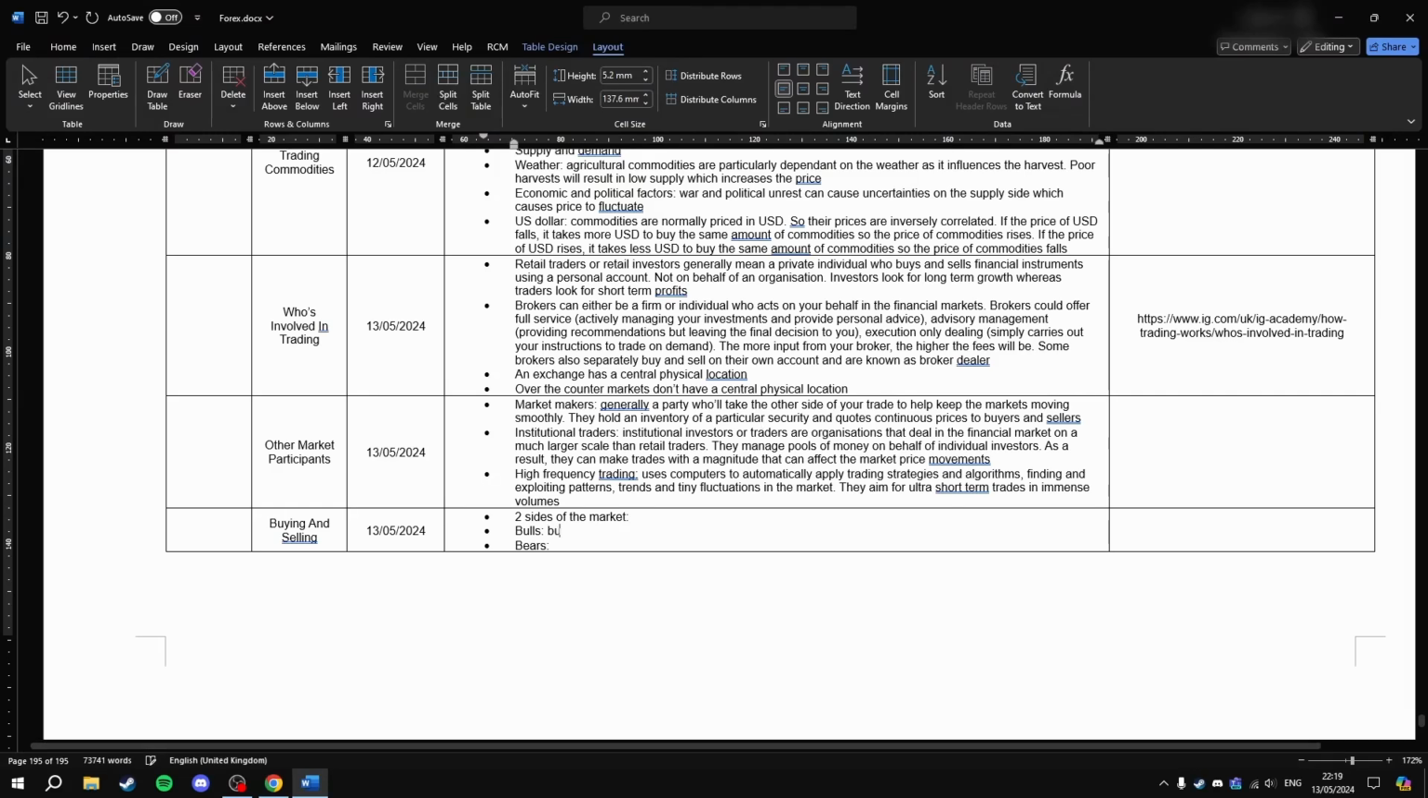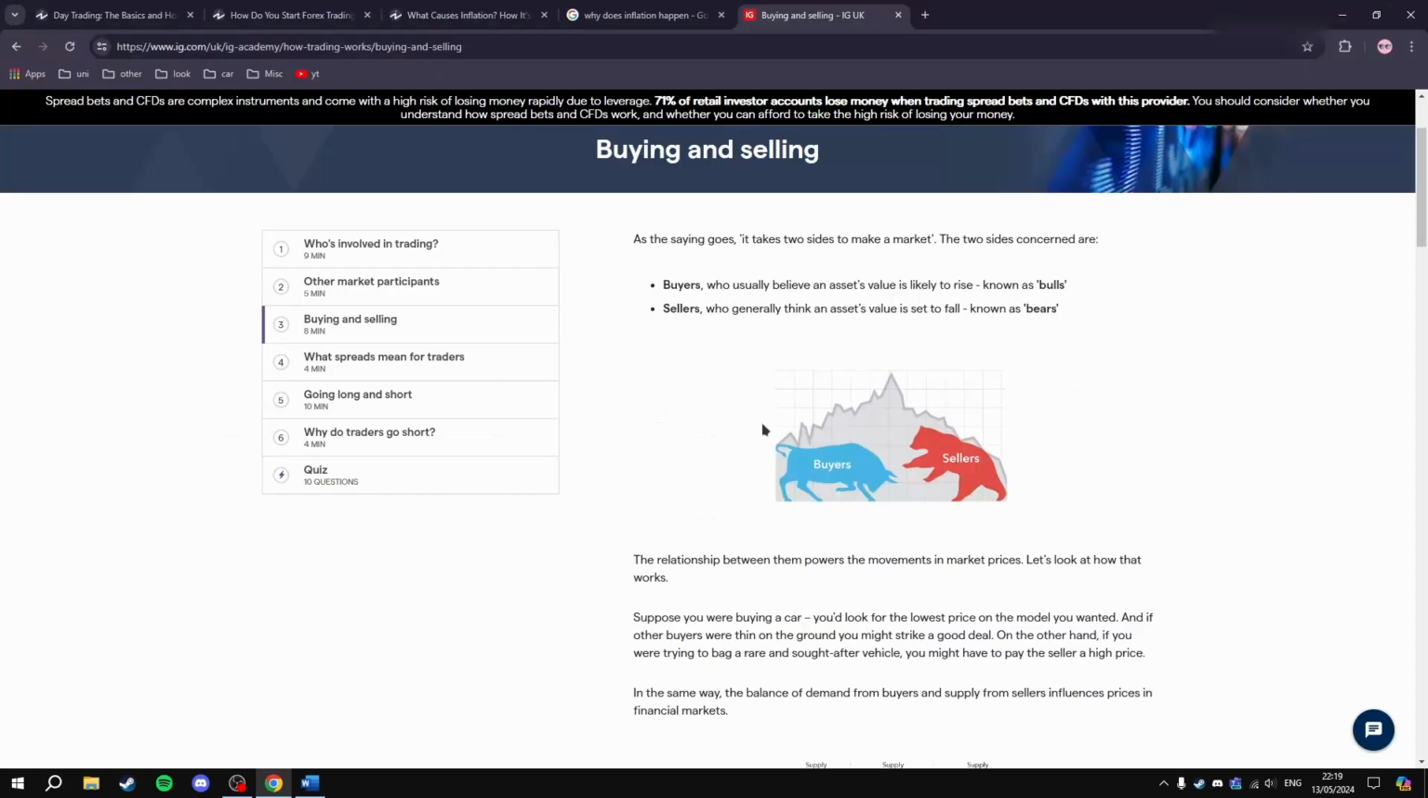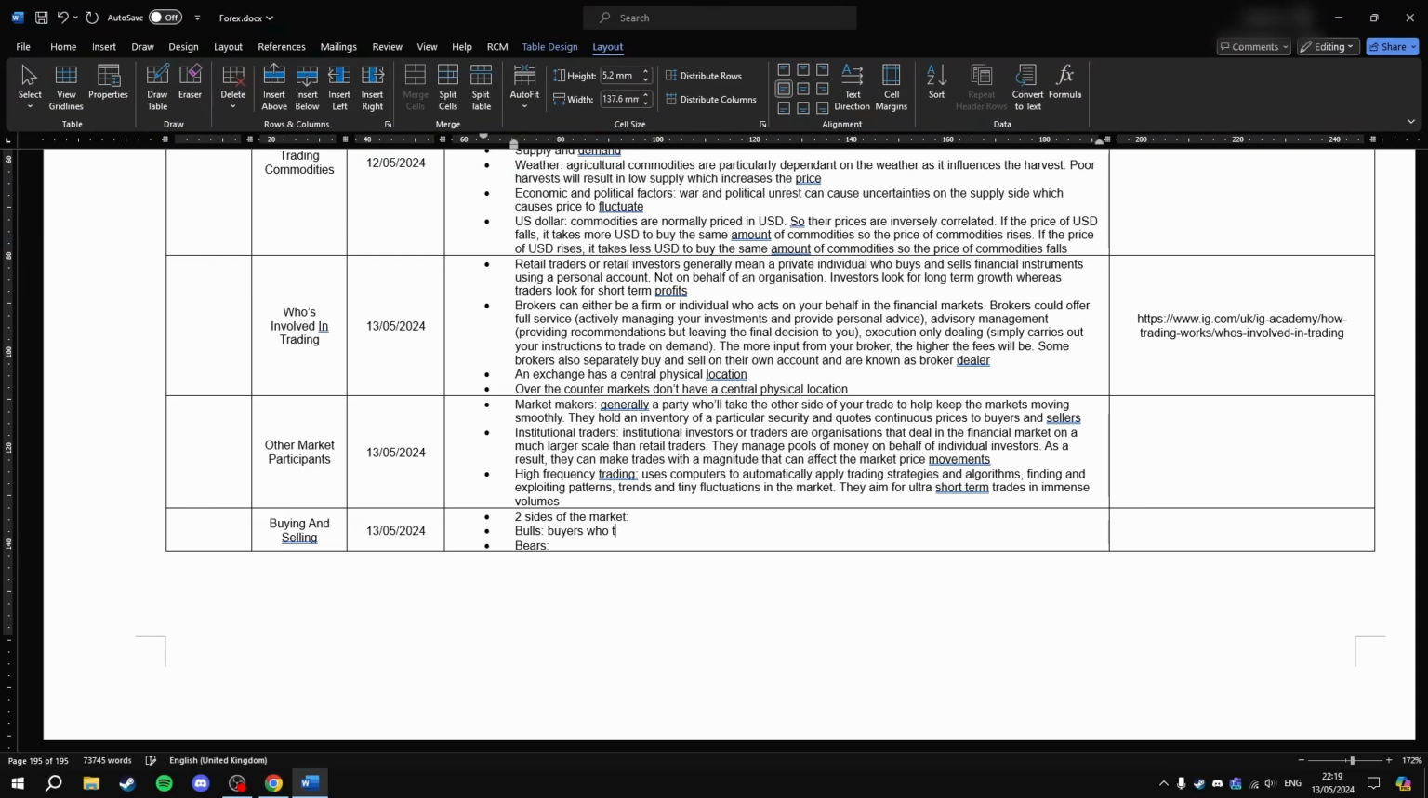Bulls are buyers who usually believe an asset's value is likely to rise. Bears are sellers who usually believe an asset's value is likely to fall.